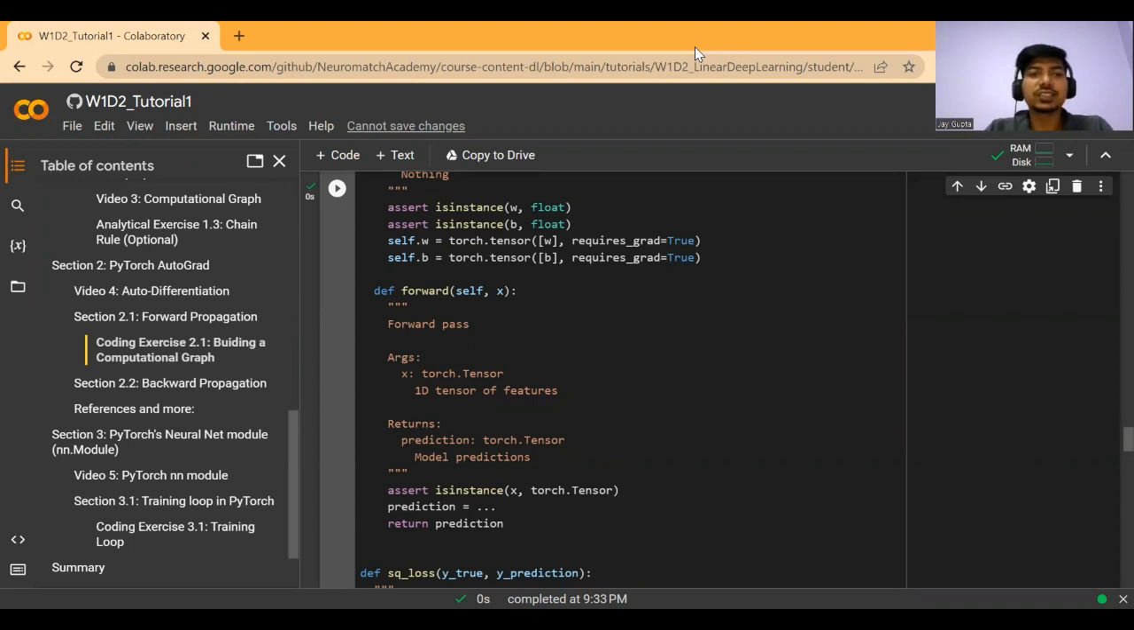I'm a computer science engineering graduate with 2 years of industrial experience in data science and machine learning. I've also worked as a TA for Introduction to Python and Statistics courses in the past. In this session, we'll talk about what is Autograd, gradient descent, and PyTorch neural network model.